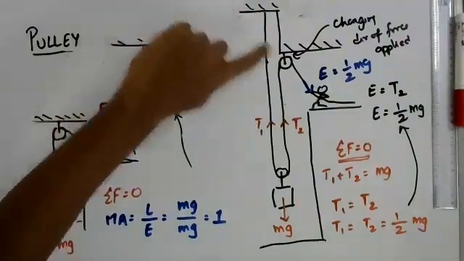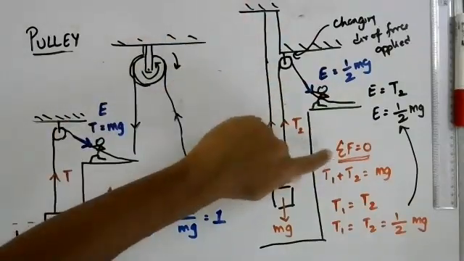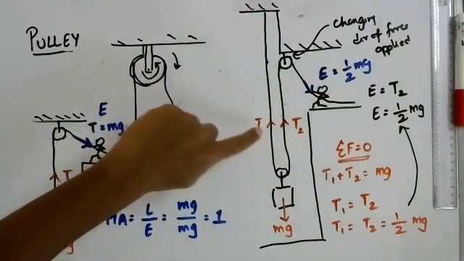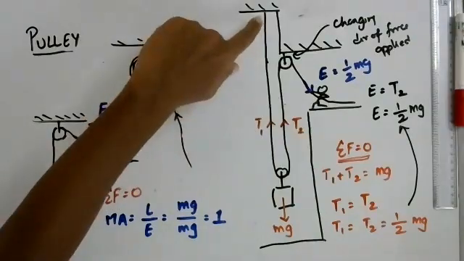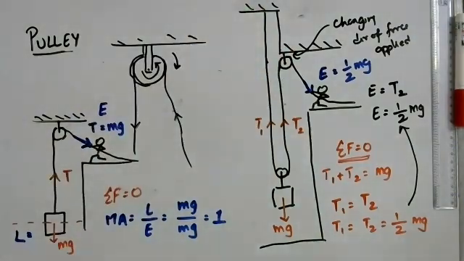So for those who are saying, well, if he's only applying half mg, where's the other half of mg coming from for this to be equal? The other half is over here, and that is being supported by the ceiling. Okay, so that is how it provides a mechanical advantage.